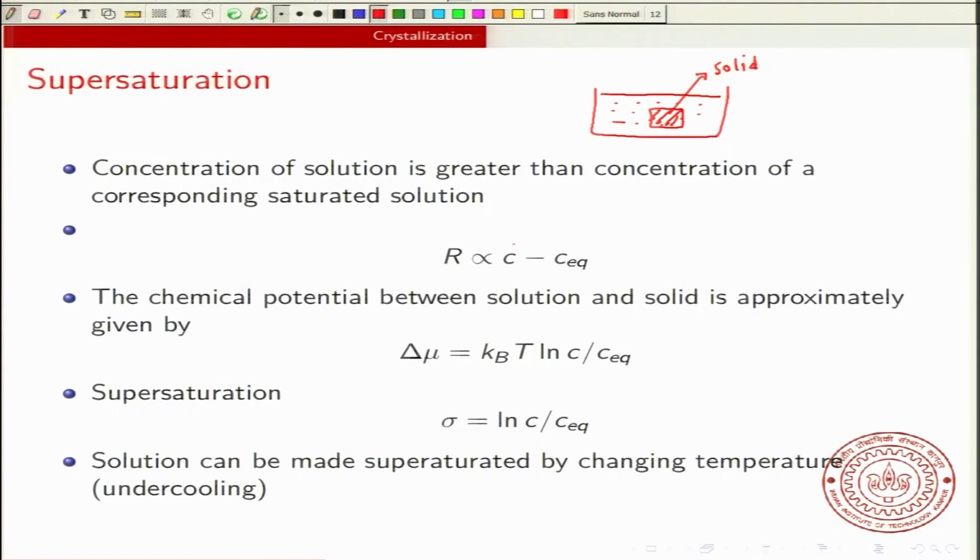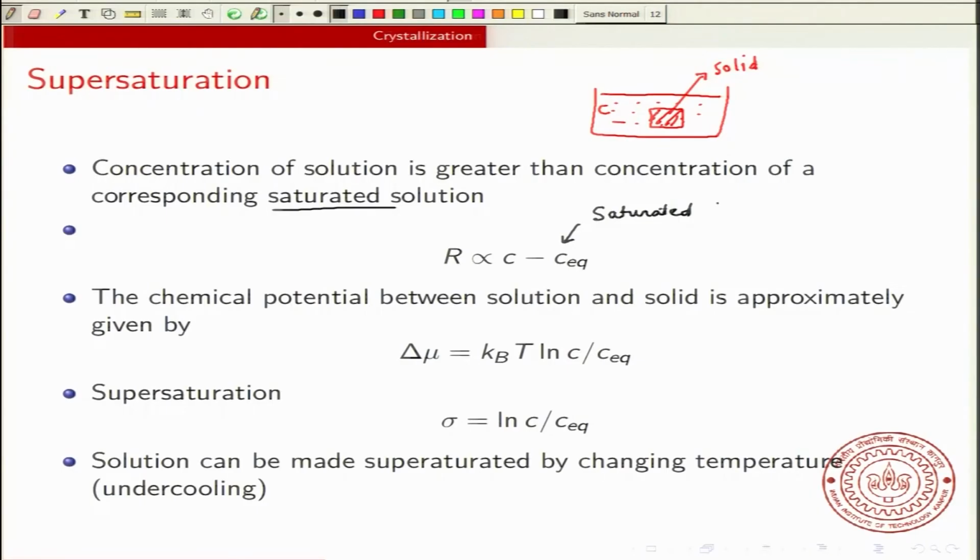Now, if C is the concentration of the solution, then in order for it to solidify, the concentration of the solution has to be greater than the concentration of a saturated solution. The saturated solution means that you cannot put any more of your solid in the solution without it crystallizing. So, the saturated solution has a concentration of C equilibrium. Okay, so this is your saturated solution.